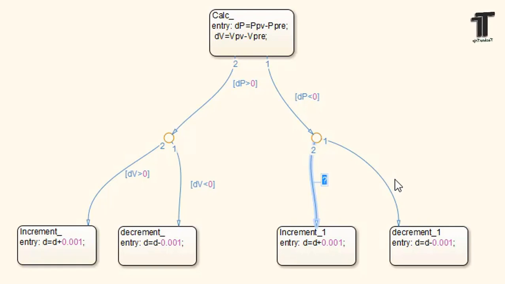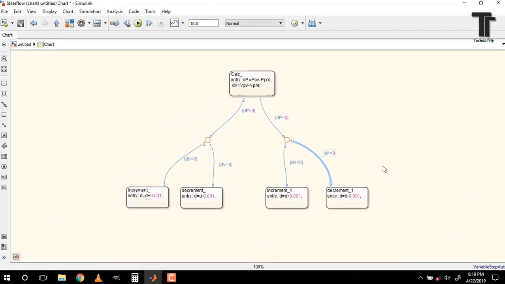In the second condition, the power is decreasing. Then check whether the voltage is increased or decreased. If it is increased, then decrease duty cycle. Otherwise, increase duty cycle.